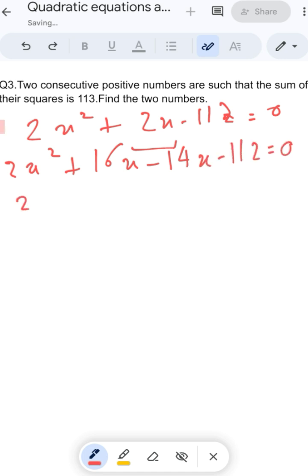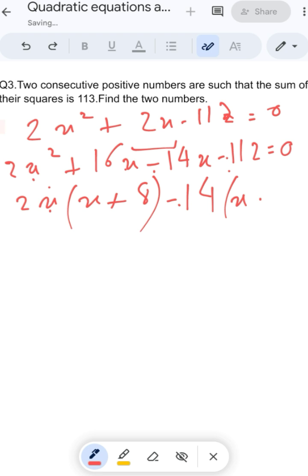Okay, so 2 and x is going to be taken common from 2x square and 16x. So 2x multiplied by x is 2x square, plus 2x multiplied by 8 is 16x, right? Here minus is going to be taken as common. Agreed. Other than that, what do we have? X minus plus makes a minus, and over here 14 into 8 is 112, is equal to 0.